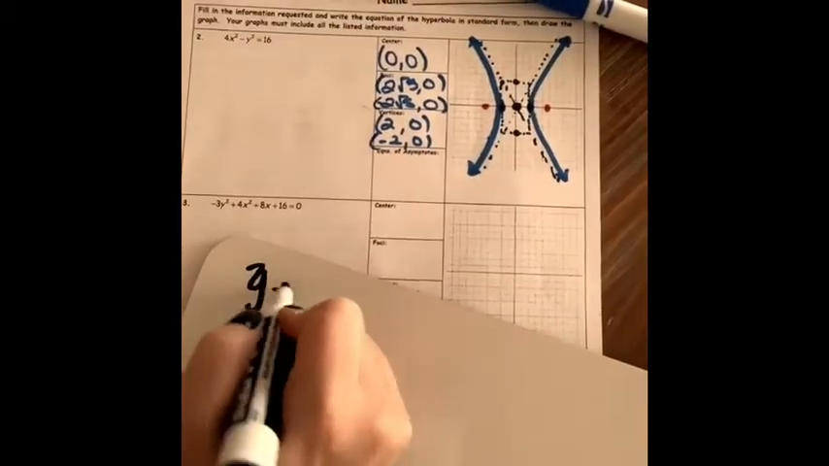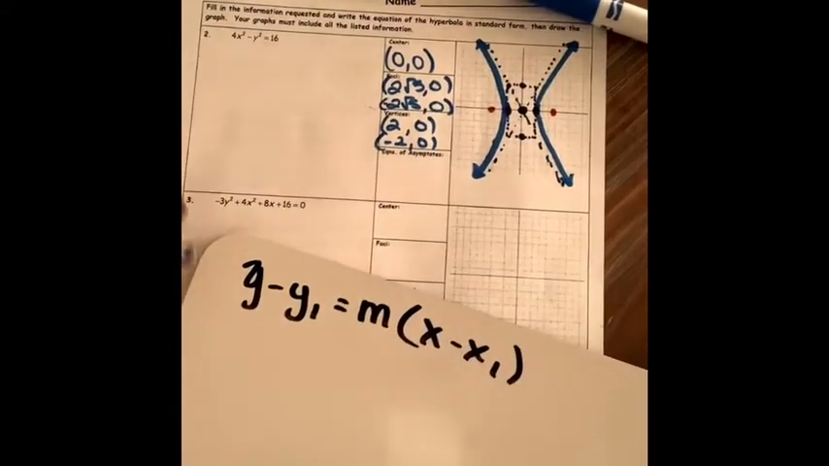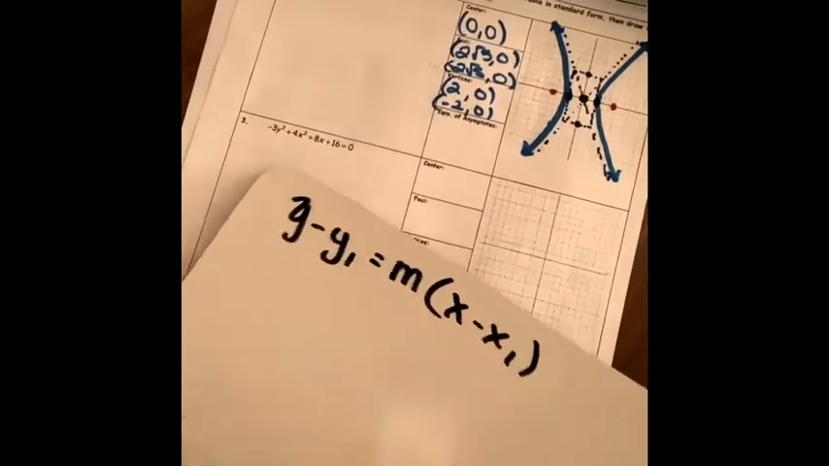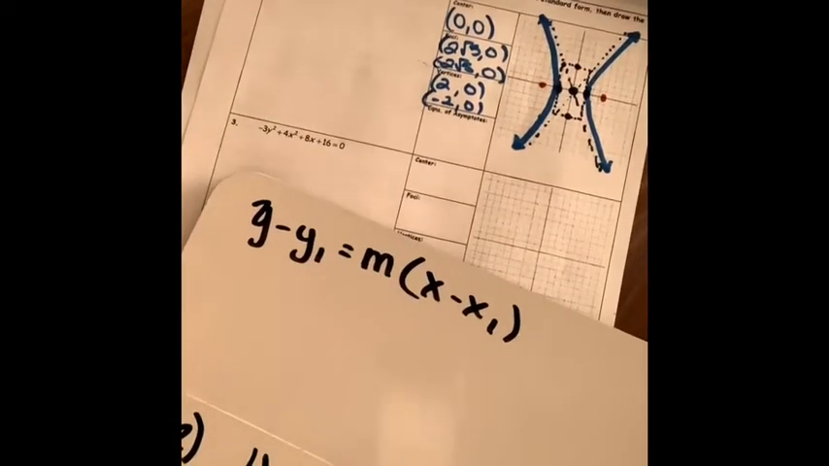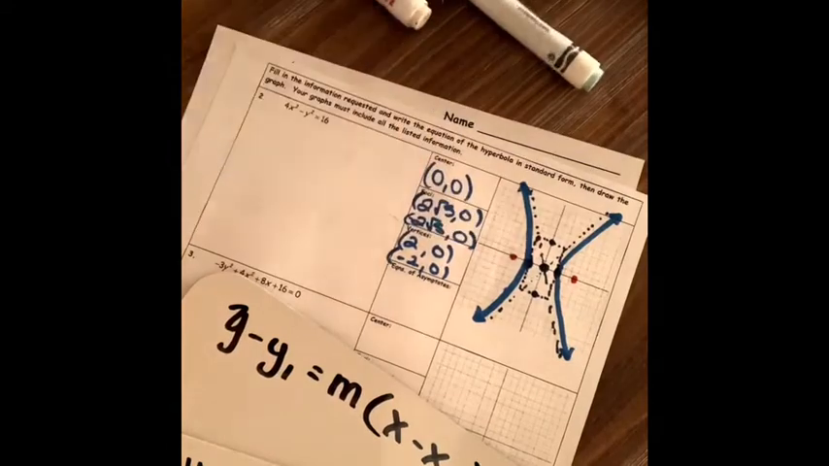What I want you to remember is your point-slope formula, which is y minus y1 is equal to m times x minus x1, okay? From that, the x1 and the y1 are going to be the center, because notice both of your asymptotes go right through the center. The center here is 0, 0, so that's kind of nice.